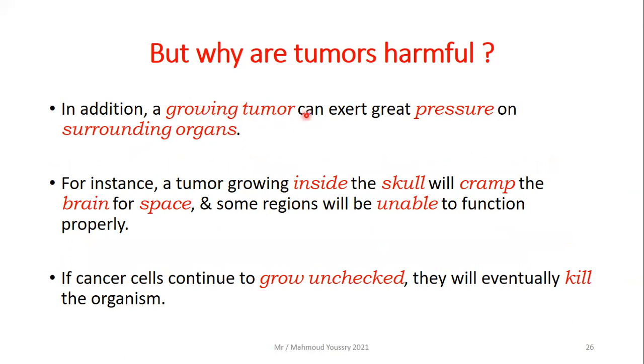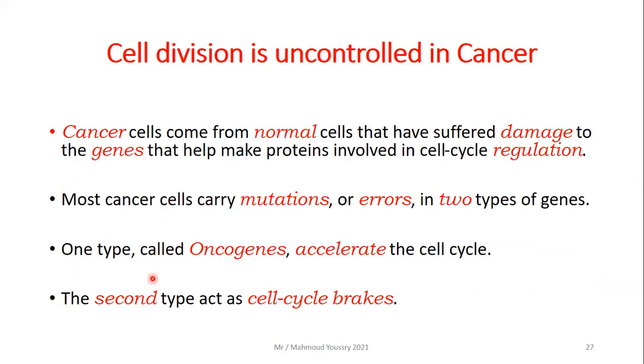In addition, a growing tumor can exert great pressure on the surrounding organs. For instance, a tumor growing inside the skull. Can you imagine that the skull is like a closed box and there is a tumor inside? So it will cramp the brain for space, and some regions will be unable to function properly, because this is overcrowded. If cancer cells continue to grow unchecked, they will eventually kill the organism for sure.